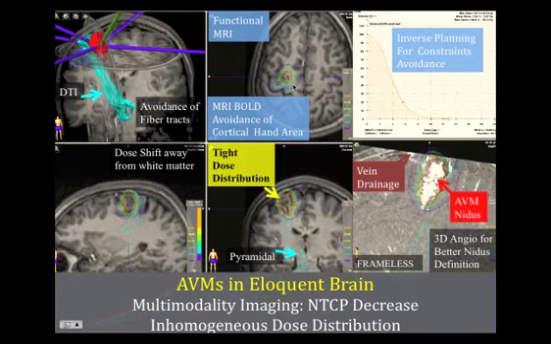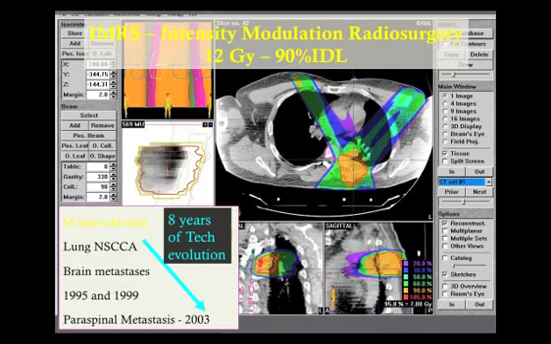For instance, an AVM in a very eloquent area is here. We are now using a multimodality approach to try to map as best we can the organs at risk. And we do use inverse planning. Inverse planning is no more than the counterintuitive way of planning with intensity modulation that's computer generated. And here we see that we are using all this technology with the goal to decrease normal tissue complication while keeping an effective dose to obliterate the AVM.